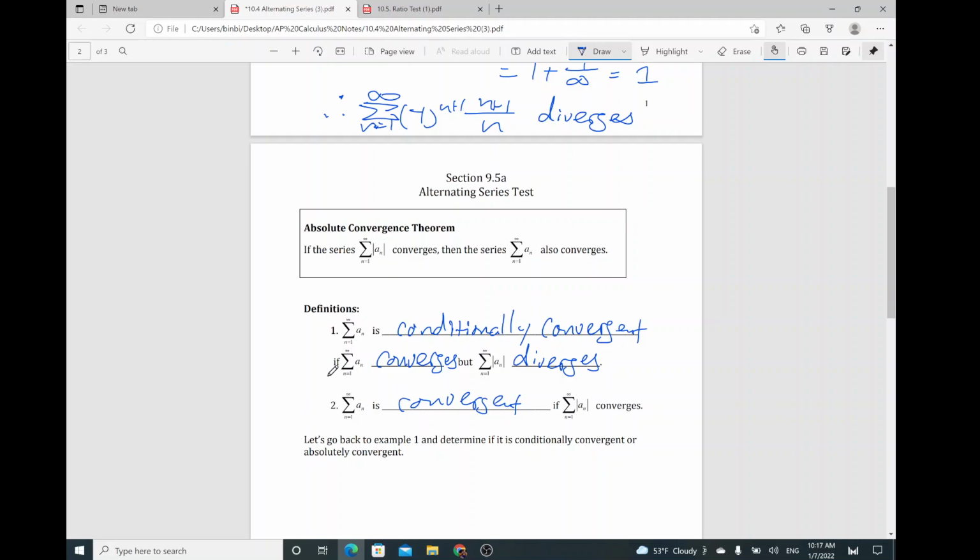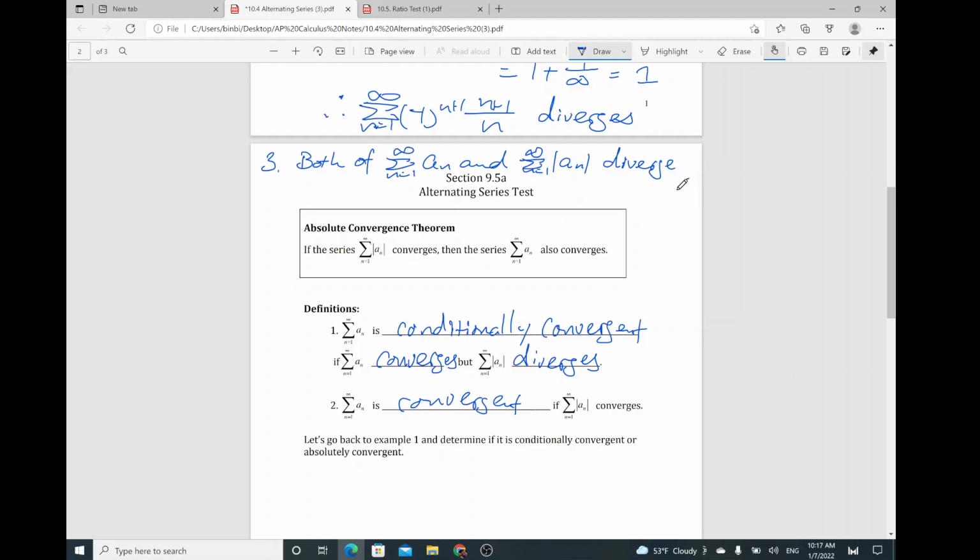So let me just put it right here. Condition number 3: both the series itself and the absolute value of this a sub n diverge. Okay, so that would be the third condition.